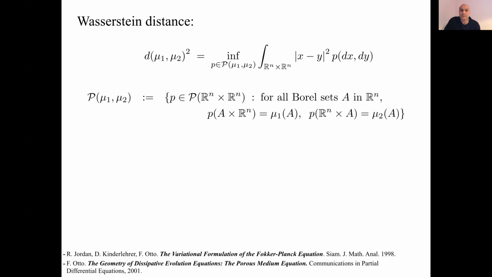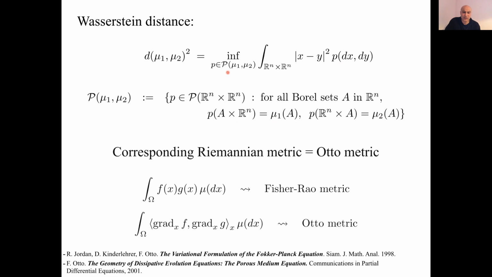And the Wasserstein distance is defined as follows. It's the distance between two measures, mu1 and mu2. You basically take, on the product space, a probability distribution P, and you integrate these differences here with respect to that distribution. And that distribution has to satisfy the following condition. The first marginal has to coincide with mu1, and the second marginal has to coincide with mu2. That's the condition. And then you take the infimum over all such distributions, okay? And it looks strange, but it gives you a Riemannian structure.